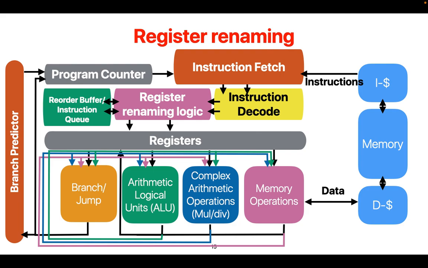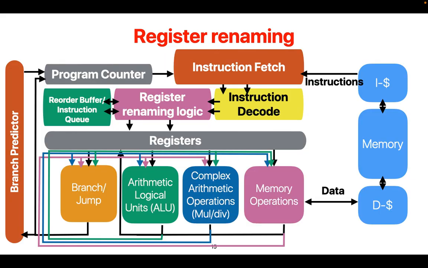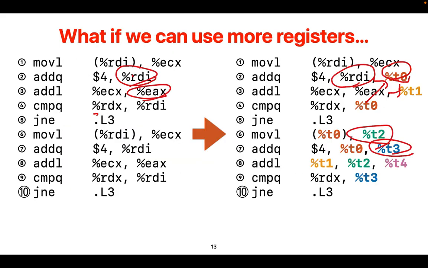So what we really need is that we have to rename this register to some of the temporary registers, right? So this mechanism is called register renaming. With this idea, the idea of register renaming is that my processor will internally provide a lot of architectural registers that are not visible to the rest of the world.